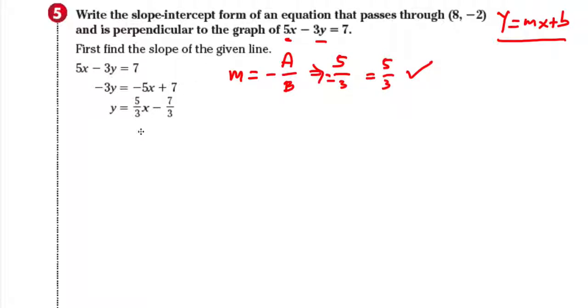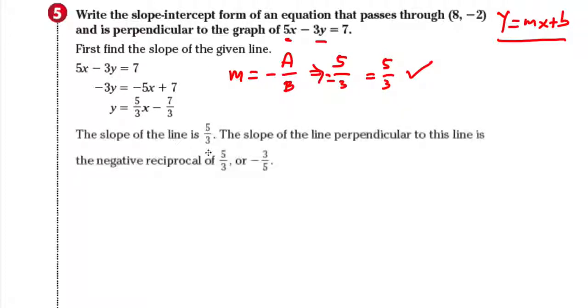Now that we've found the slope, the slope of the line is 5/3. Remember, if they are perpendicular, the slope of a line perpendicular to this line is the negative reciprocal of 5/3, or negative 3/5. So after finding 5/3, we want to find the negative reciprocal of 5/3, which is negative 3/5. That means the line that is perpendicular to 5x minus 3y equals 7 and passes through (8, -2) should have a slope of negative 3/5.